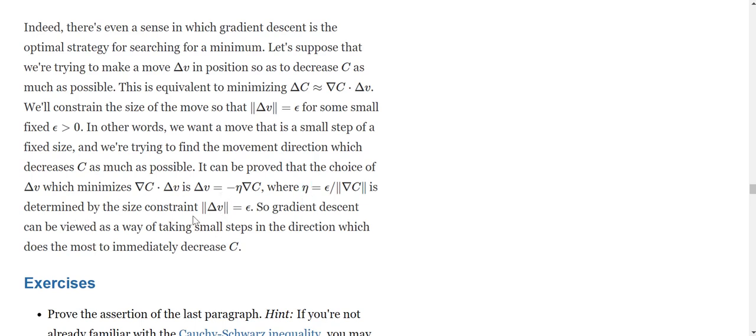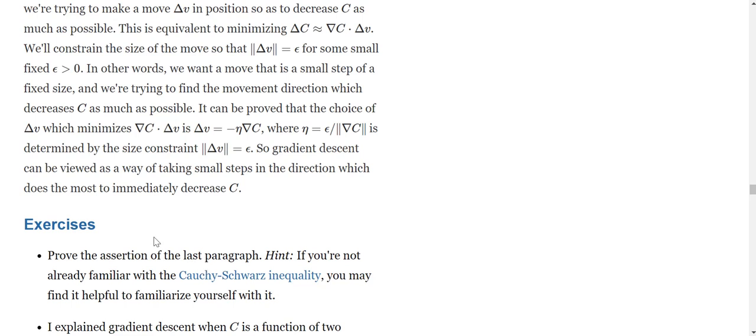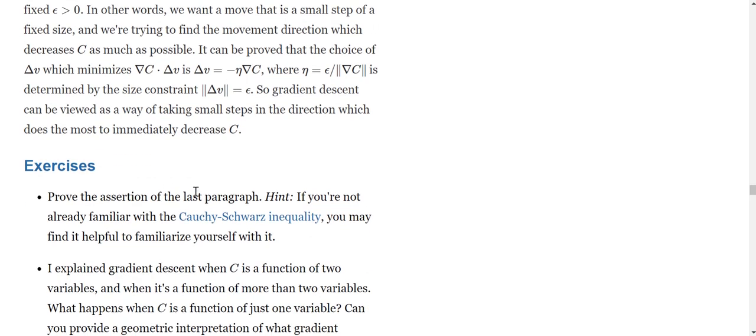So gradient descent can be viewed as a way of taking small steps in the direction which does the most to immediately decrease c. If you try to think about this now, we already have the size of the step. Rather, we're trying to find the direction, and in some sense they're trying to tell us that this is the optimal strategy for searching for a minimum, and that's what they've explained right here. So if you didn't get this, I would suggest reading this again, or getting a pen and paper and working it out. We'll have a look at the proof of the assertion in the last paragraph.